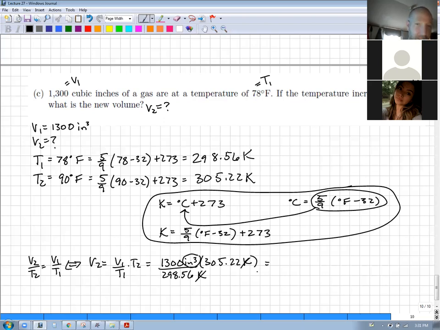So let's see what we get. 1300 times 305.22 divided by 298.56 gives us 1,328.99. So this is approximately, because we're rounding, 1,329 inches cubed.